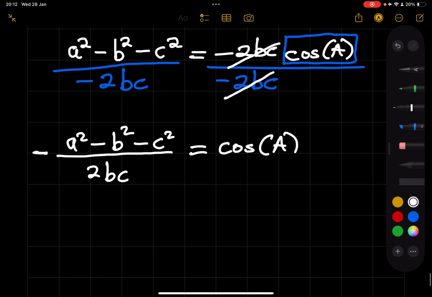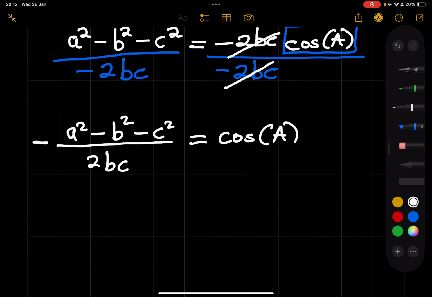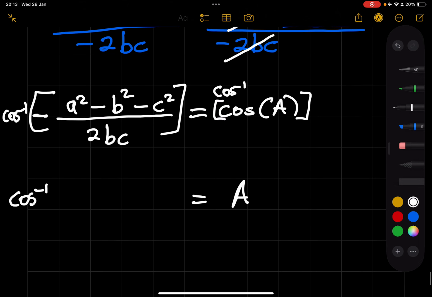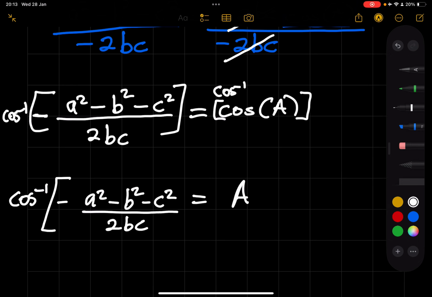And then from there, let's apply the laws of cosines. So we're going to apply the inverse of cosine on both sides. So this side we're going to have cos minus 1 in brackets, then also this side we have cos minus 1 in brackets. That side we're going to just be left with A, and this side we have cos minus 1 of negative a squared minus b squared minus c squared all over 2bc. And then that is your A being isolated, ladies and gentlemen.